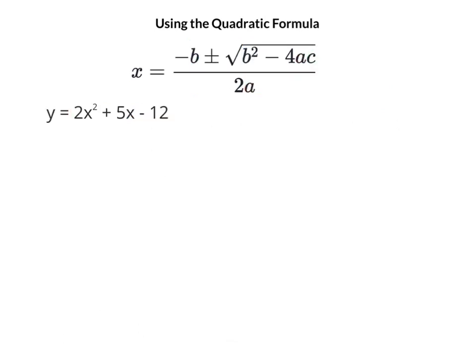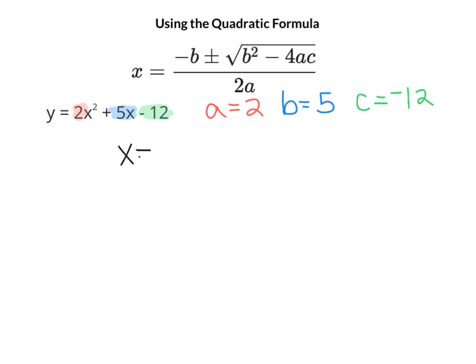Okay, I'm going to start this example off by labeling my a, b, and c. So I can see my coefficient to my x squared is my a, so a equals 2. My coefficient to my x is my b, so my b equals 5. And then my constant, which is my value that doesn't have a variable, is my c. So in this case, my c is negative 12. All right, so I'm going to quickly substitute those values in so that I can solve this formula.